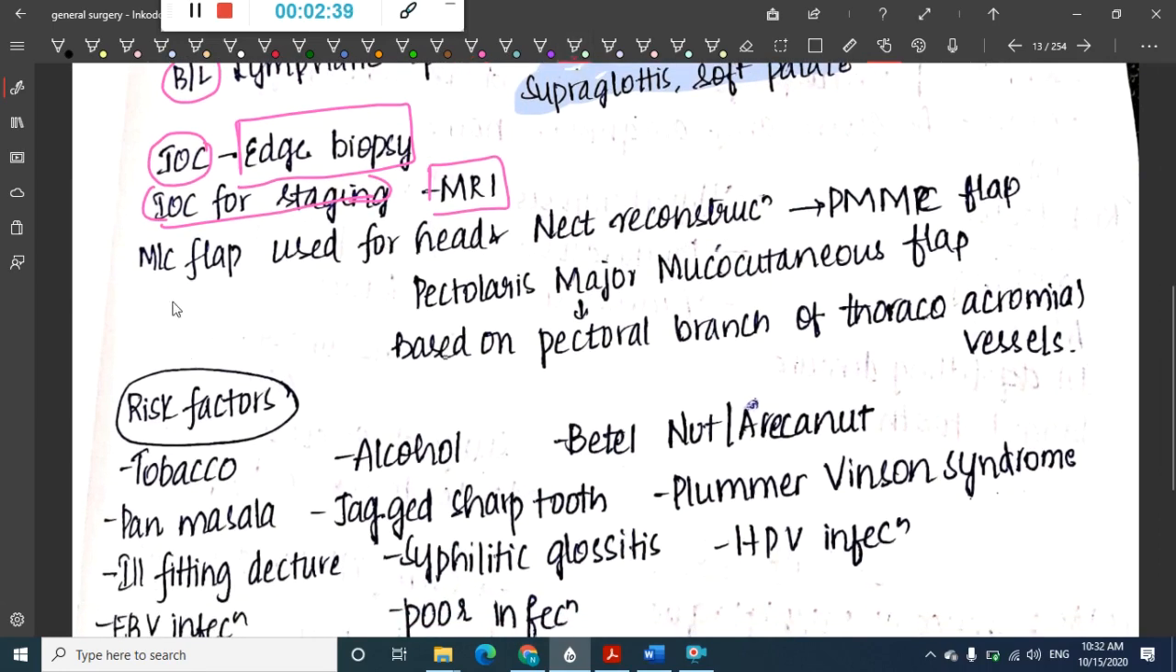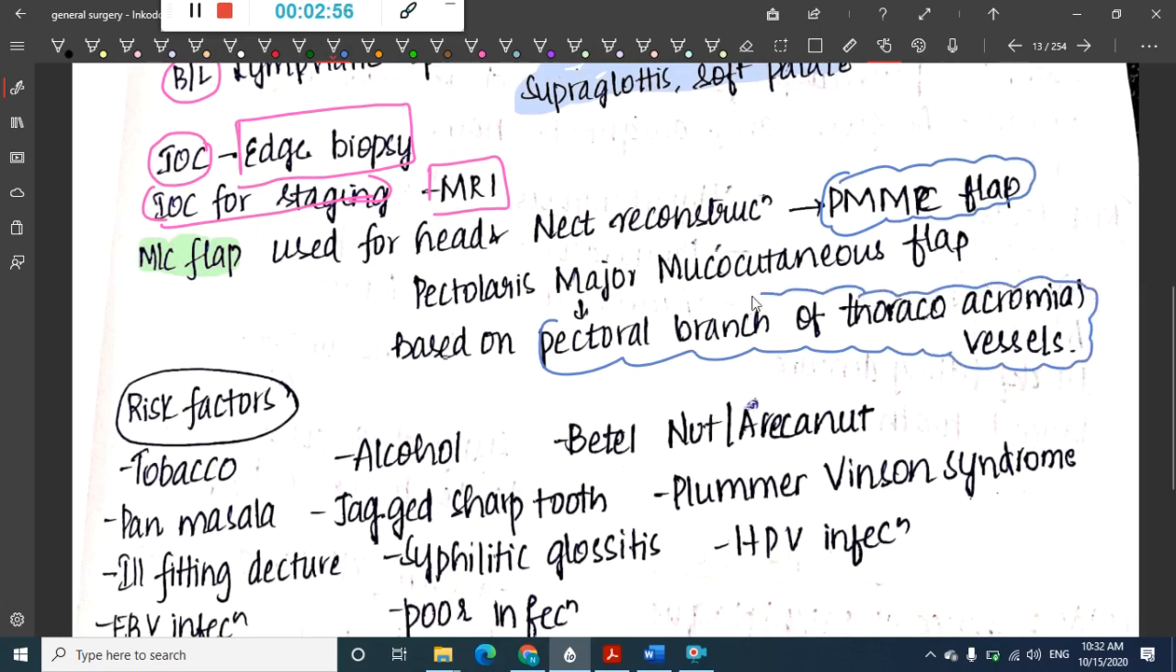Then what is the most common flap used in head and neck resection? Most common flap used in head and neck reconstruction is the pectoralis major myocutaneous flap, which is based on the pectoral branch of the thoracoacromial vessels.